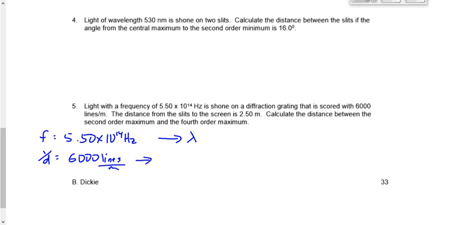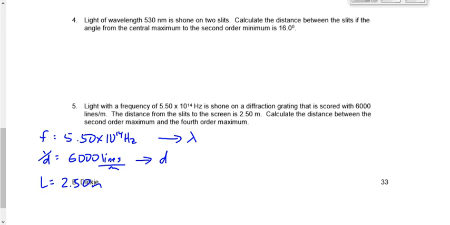But we don't want 1 over d. We want d. D is the equivalent of meters per line. 1 over d is lines per meter. So we're going to have to convert that as well. The distance from the slits to the screen is 2.5. That's going to be L.